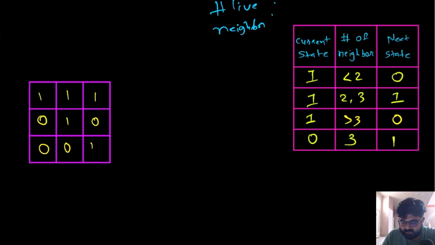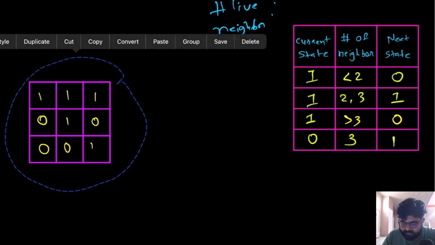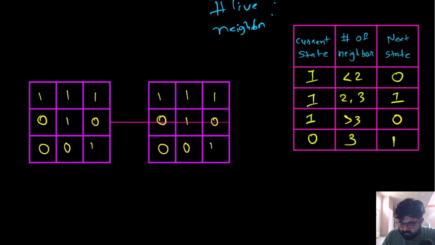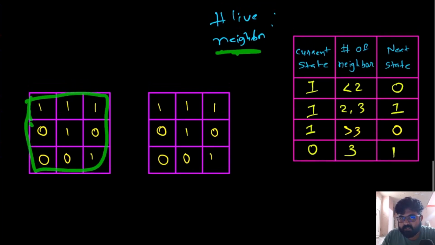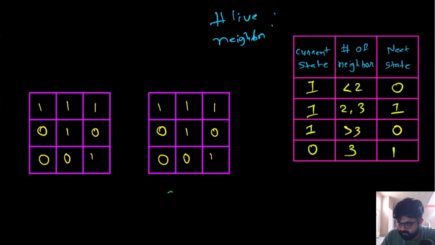Okay, so let's first quickly create a duplicated entry. Now I have created a duplicated entry, and whenever I have to make a change, I'm going to make the change in this original box. But in order to find how many live neighbors exist, I'm going to check the box with the previous state.